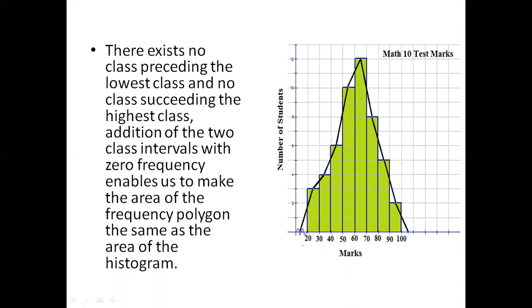So we need to keep in mind that we need to have a class interval preceding and succeeding so that the area will be equal to the area of the histogram. Whenever we are drawing the frequency polygon, we need to keep that in mind. Now let us learn how to do it.